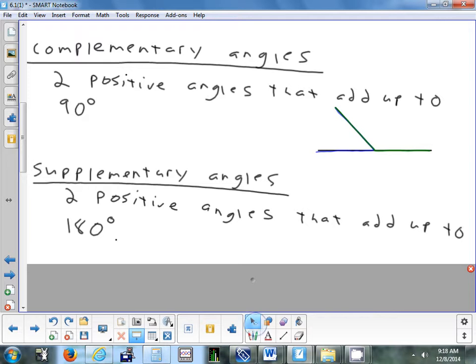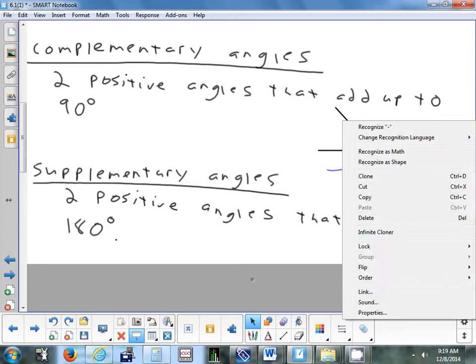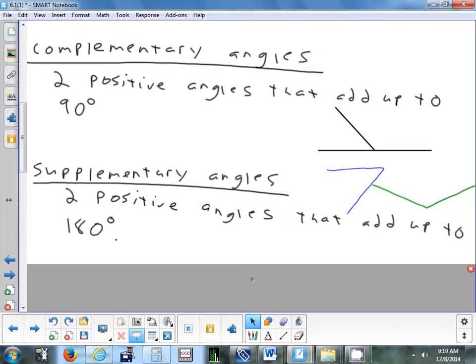And if we take those two angles and move them apart, okay, the blue and the green angle are still supplementary, even though they're not touching anymore. They're not a linear pair, okay, because they're not adjacent, but they are still supplementary. They still would add up to 180. Okay? And if you turn it, and anything like that, they're still supplementary.